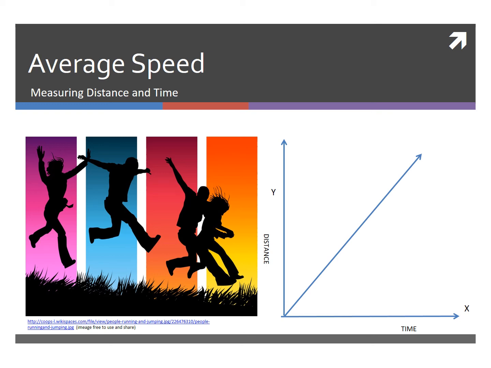Alright guys, so today we're going to talk a little bit about average speed. We already kind of touched on this when we looked at the difference between speed, velocity, and acceleration. Speed is just distance and time. Velocity is speed plus direction. Acceleration is a change in speed or a change in direction, or both. So now we're just going to look at how to calculate average speed.